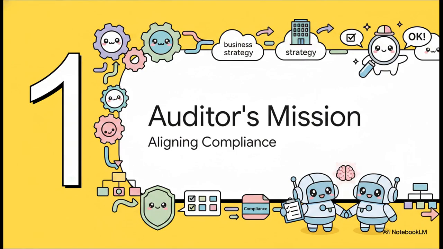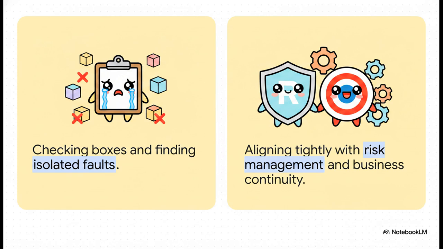Okay, jumping right into Section 1, the lead auditor's mission, where we'll look at aligning compliance with your overarching business strategy. There is such a stark contrast between the old-school way of auditing and this modern ISO standard. On one hand, you've got the old approach, right? Just checking boxes and finding isolated little faults. But on the other hand, the true mission of an ISO/IEC 42001 lead auditor is to tightly align the whole system with risk management, legal compliance, and business continuity. It's a huge shift. This strategic alignment is exactly why top management absolutely needs to be engaged here. The lead auditor isn't just looking at paperwork. They're evaluating whether your AI management system is actively mitigating real-world risks.